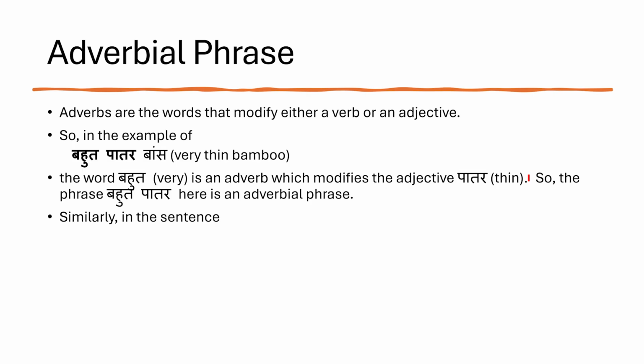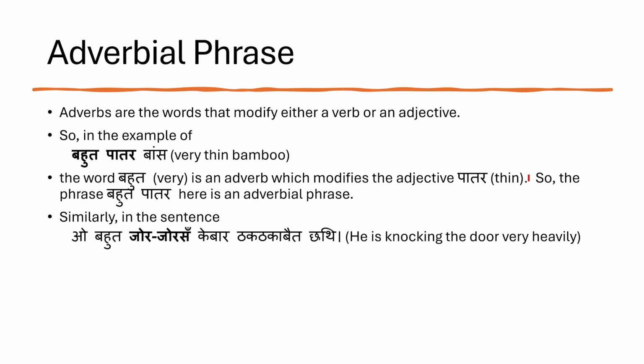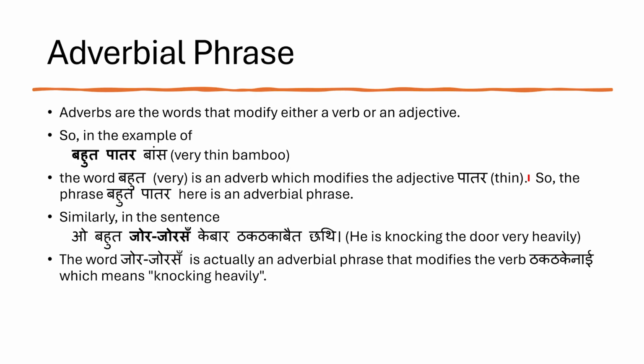Similarly, in the sentence, वो बहुत जोर जोर सँ केबाड़ ठकठकाबैत छथि. He is knocking the door very heavily. Here, the phrase जोर जोर सँ is actually an adverbial phrase that modifies the verb ठकठकेनाइ, which means knocking heavily.